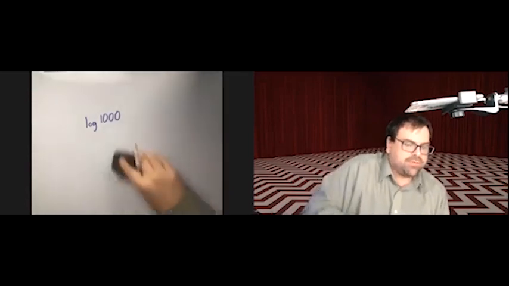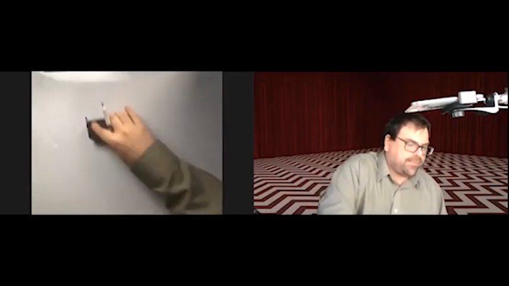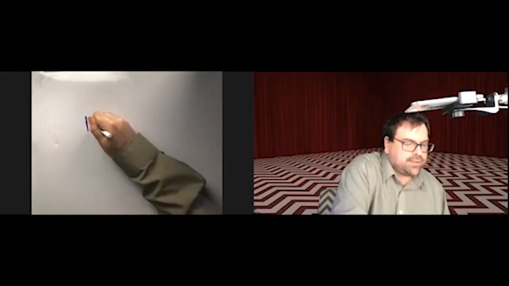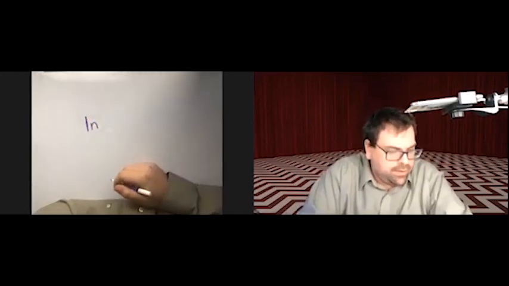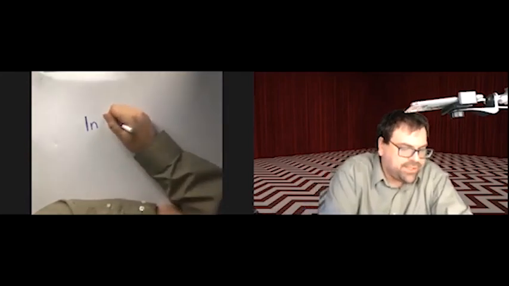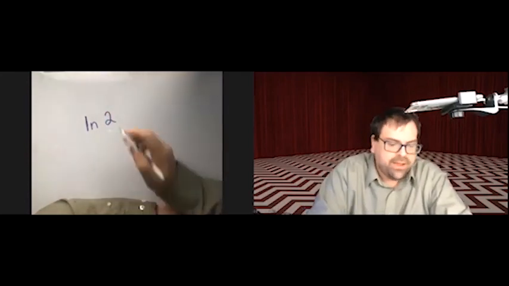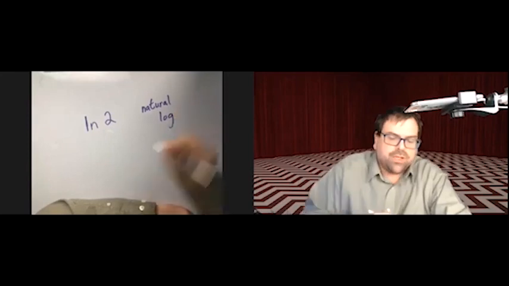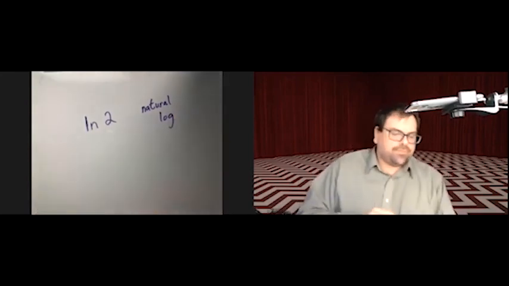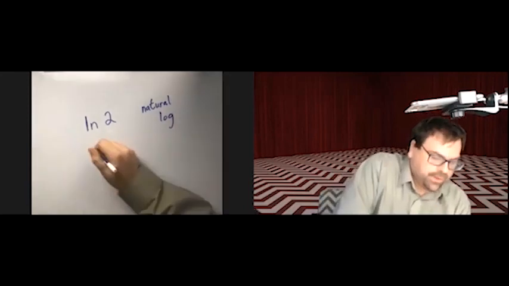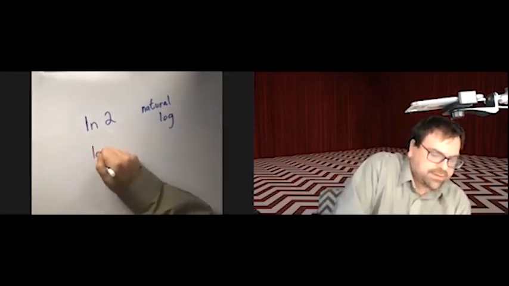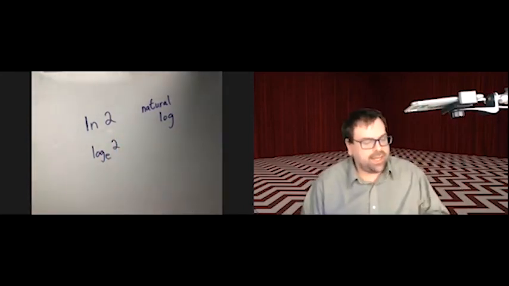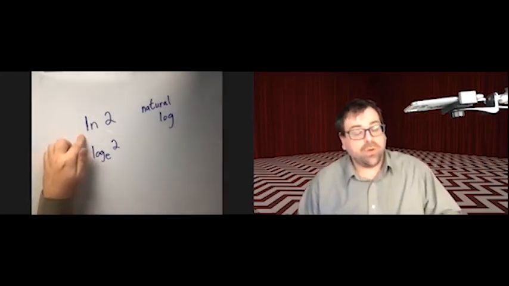There's another special type of log. And this one is shown as ln. So for instance, ln of 2. This is called the natural log. And this is the same as log base e. So these are the same thing. When we have a base e logarithm, that's the natural log that we write ln.